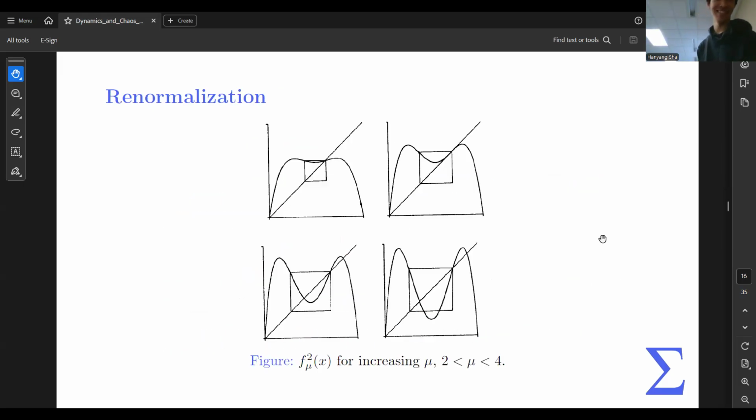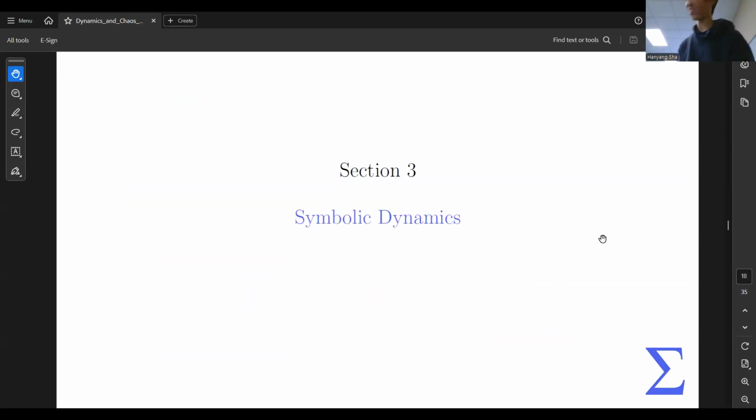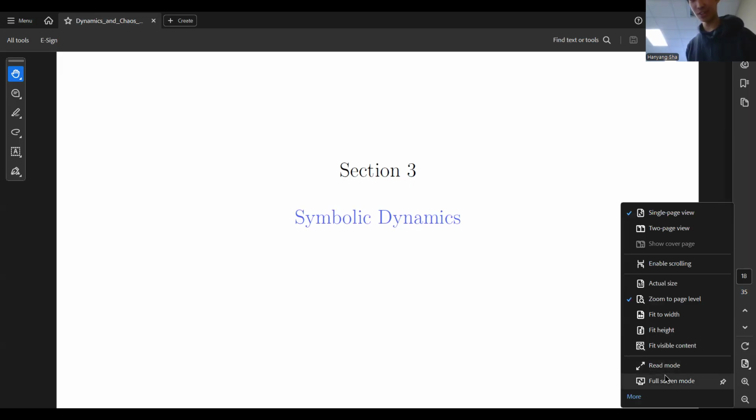Let's actually skip this. We'll come back later if we have time, but it's hard to explain without actually drawing something. Okay, now let's look at symbolic dynamics. This will be our approach for mu greater than 4.